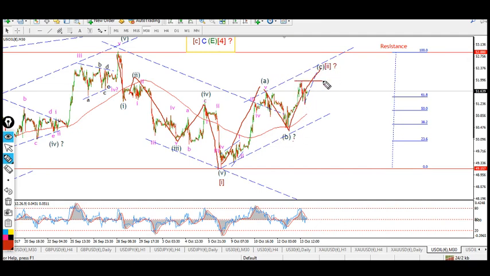We have met minimum target, let's say. We've broken wave A. So minimum target for wave C of an ABC correction would be a break of the wave A high. So we've broken that wave A high on Friday. And what remains to be seen is the decline off that high. Does it develop to the downside in an impulsive fashion?